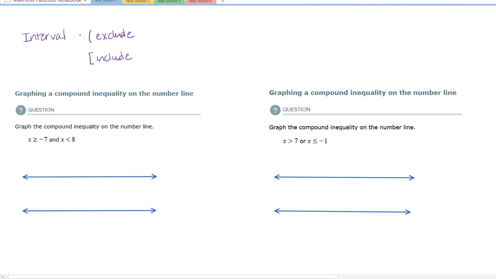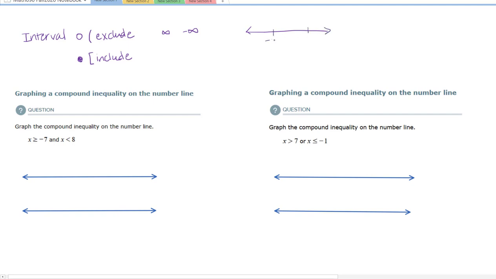And parentheses correspond to using an open circle on the graph, and a bracket corresponds to using a filled in or closed circle on the graph. And whenever you use infinity or negative infinity, you're always going to use a parenthesis because you can't ever include infinity or negative infinity. So for example, let's say I had something that looks like this.